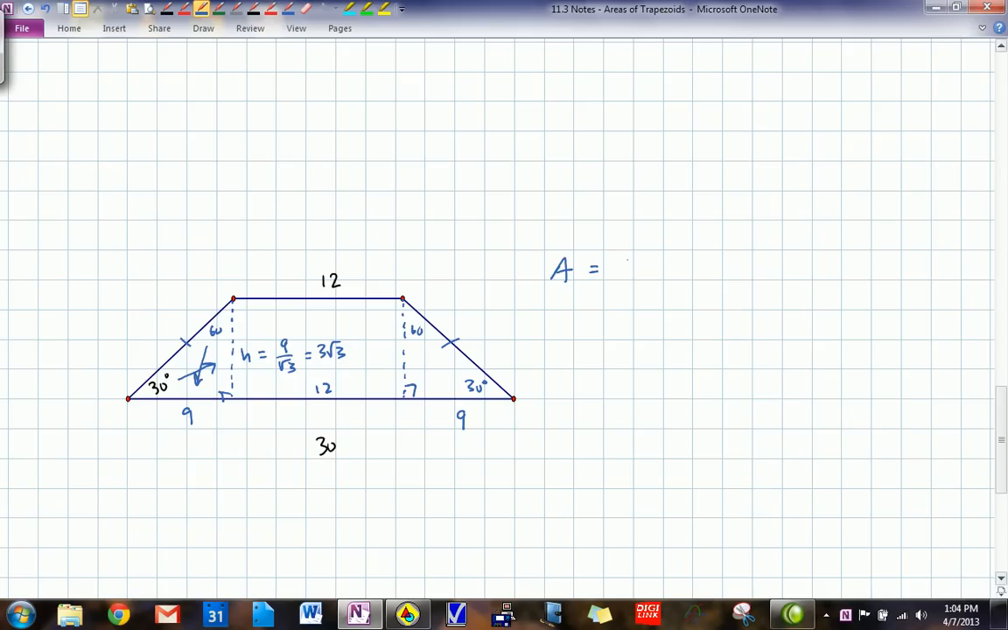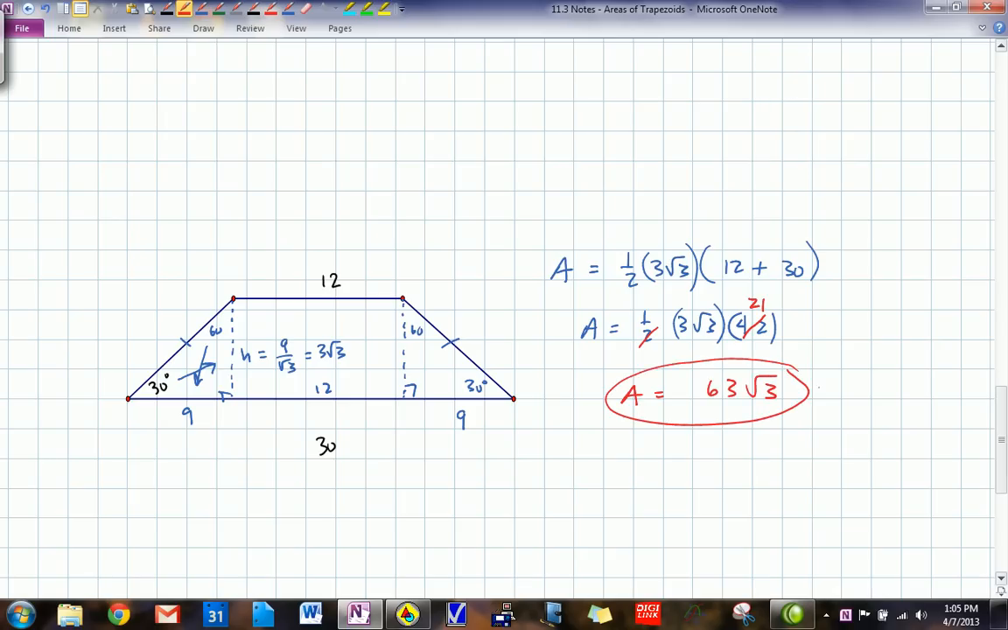Okay? So once again, the formula for area is 1/2 the height, which is 3 root 3, times the sum of the bases, which is 12 plus 30. So 12 and 30 is 42. Okay, so this is 1/2 times 3 root 3 times 42, and I'll cancel this 2 into the 42, which would be 21, so therefore my area is equal to 3 root 3 times 21, which is 63 root 3.